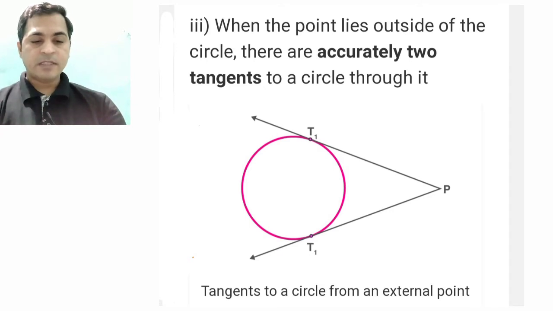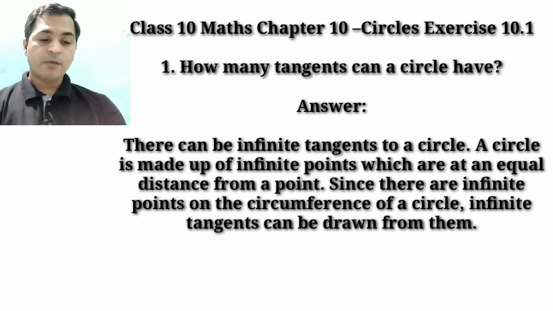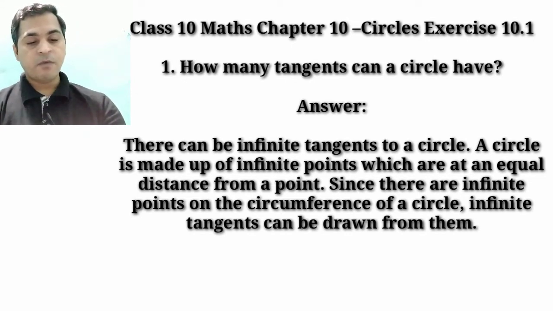So students, let us see exercise 10.1. How many tangents can a circle have? There can be infinite tangents to a circle. How many? Infinite. Why is it so? A circle is made up of infinite points. How many points students? A circle is made up of infinite points which are at an equal distance from a point. Since there are infinite points on the circumference of a circle, how many points? Infinite points on the circumference of the circle, so infinite tangents can be drawn from them.